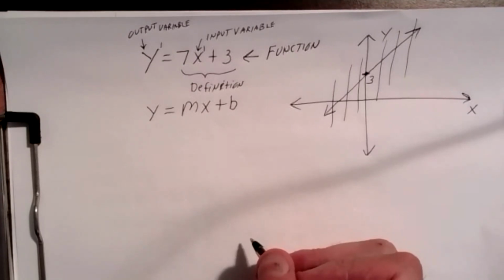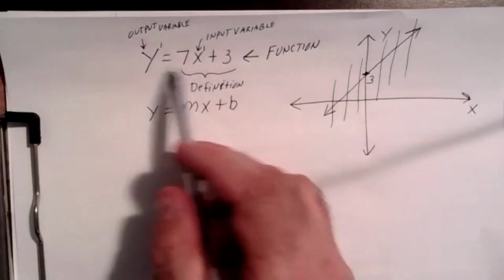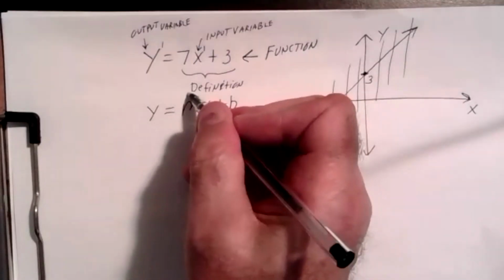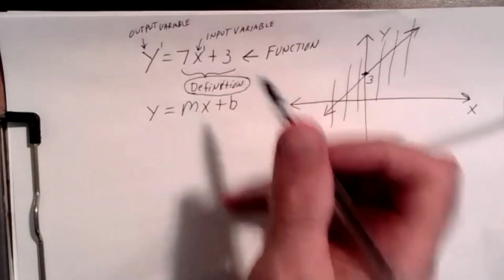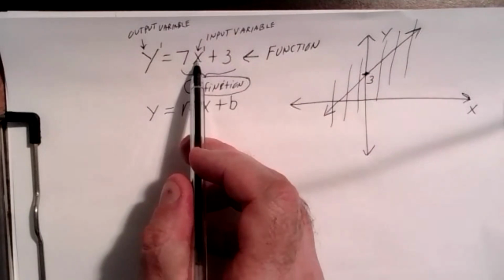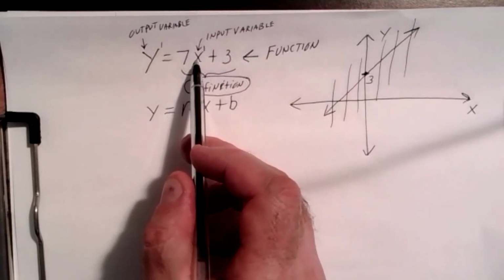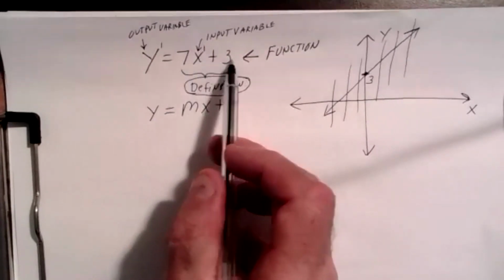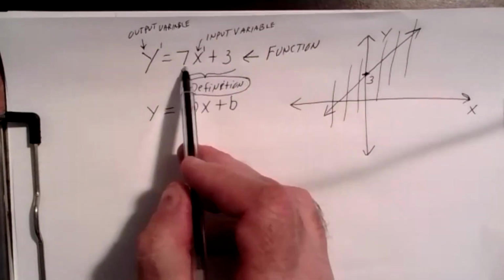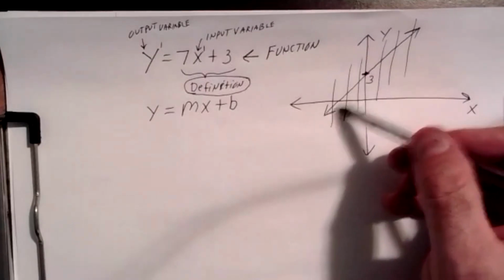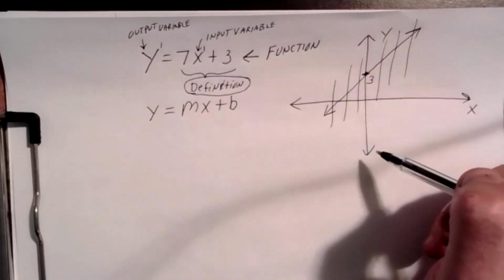Ladies and gentlemen, the thing that characterizes what this function is all about is the almighty definition of this function, because it tells us what happens to an input value. The definition says when you put something into this function, it gets multiplied by 7, and then we add 3 to that value. It's the definition that characterizes what the graph of a function will look like.